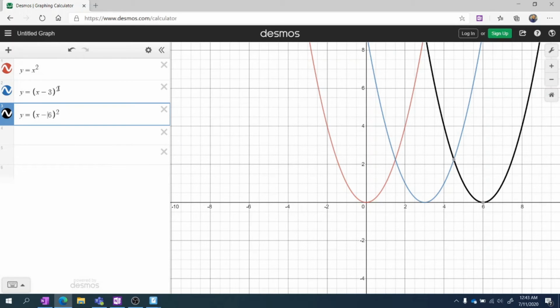Okay, last one I want to show you is how do I take a base quadratic and move it up or down?